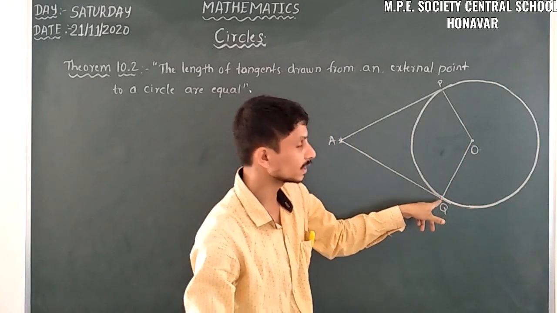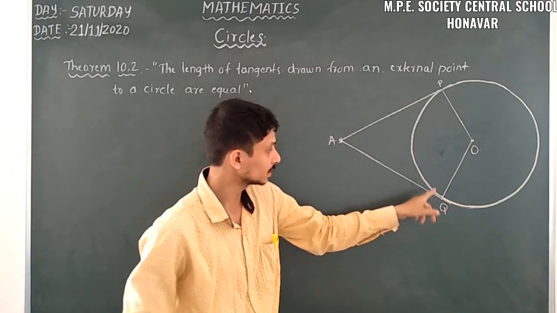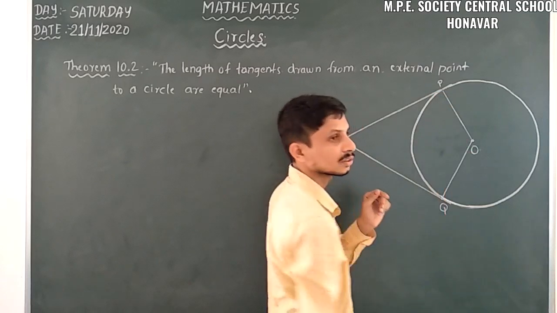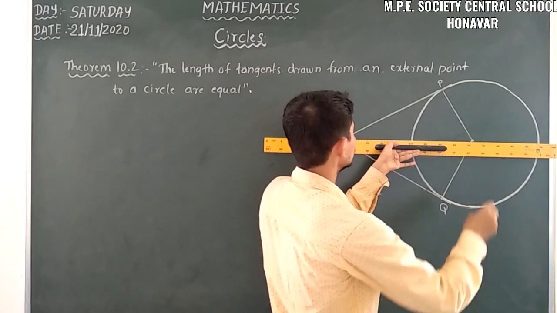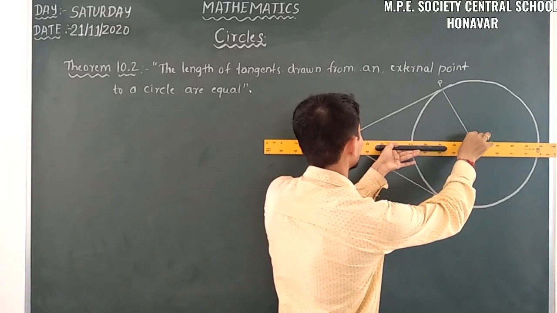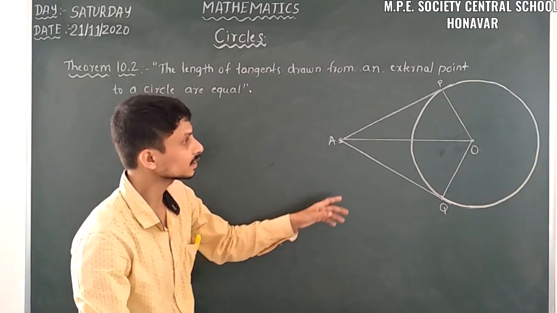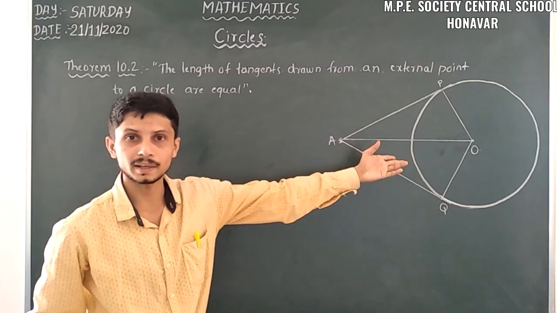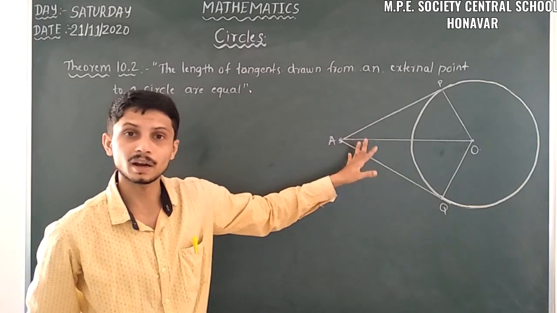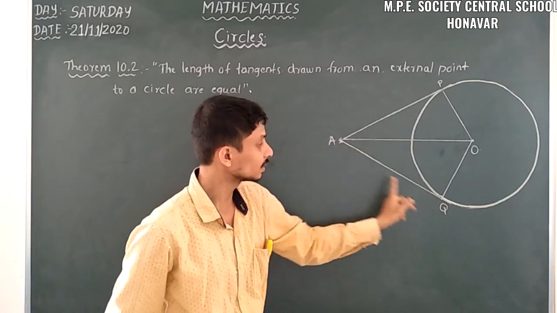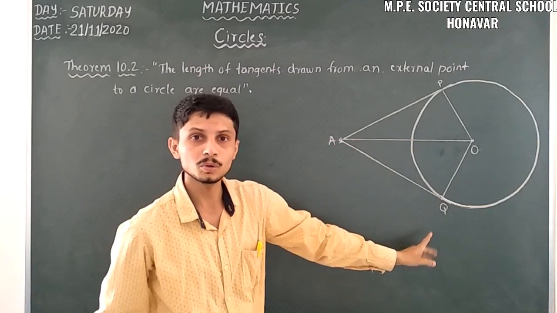Also we discussed the intersecting point with the circle. It's perpendicular. We already learned that one. So this makes 90 degrees, and this also makes 90 degrees. Also I will join OA, with the center. Just observe we have two triangles. With the help of these two triangles we have to prove that AP is equal to AQ.